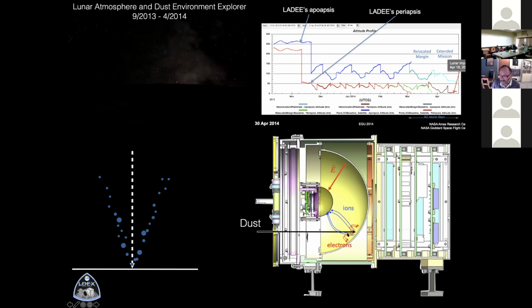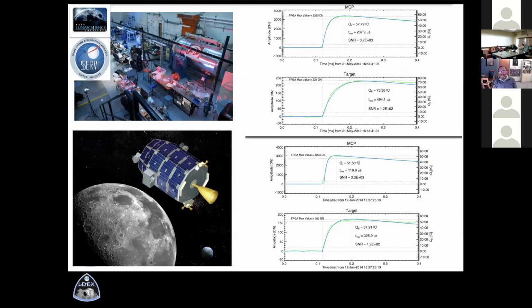The particle at 1.6 kilometers per second can generate a small puff of plasma, electrons, and ions. And then the electric field that we set up in this instrument would focus the ions into an ion detector, and the electrons can be recollected on the target. That's how it works. And then these are how the signals look. On the top two traces are the multi-channel plate, that's the ion detector, and the target is the electron signal.